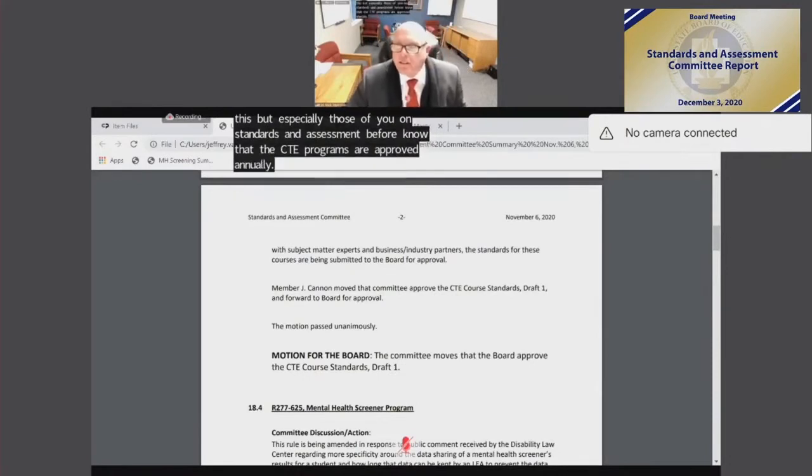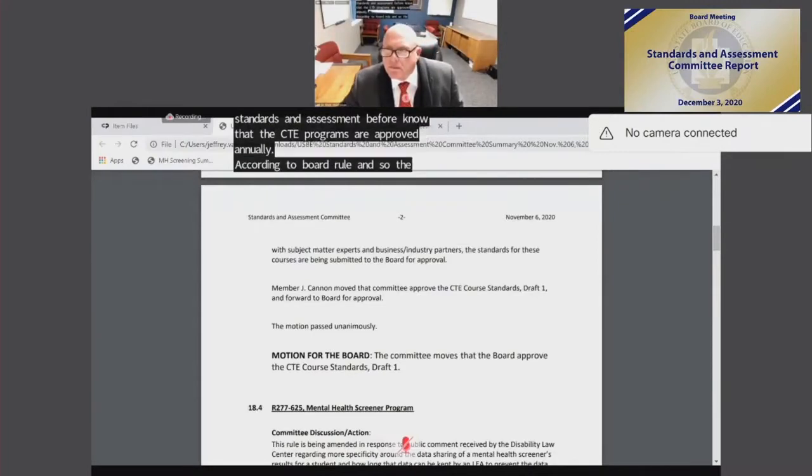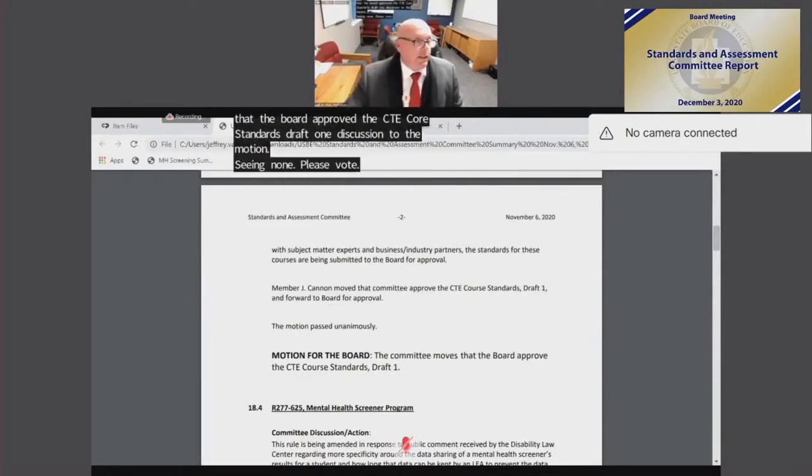Discussion to the motion. Seeing none, please vote. The voting is complete and the motion passes unanimously. Please continue.